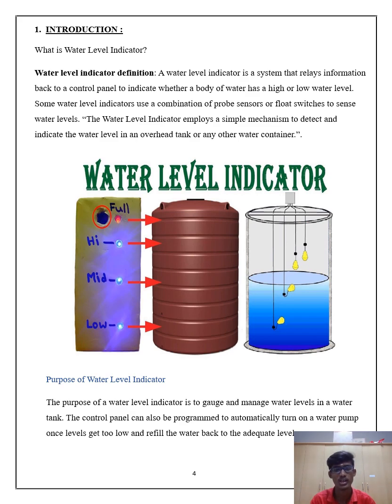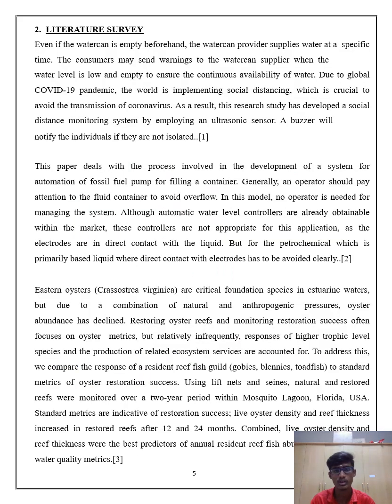Purpose of the water level indicator. The purpose of a water level indicator is to gauge and manage the water level in a water tank. The control panel can also be programmed to automatically turn on a water pump once levels get too low and refill the water back to an adequate level.